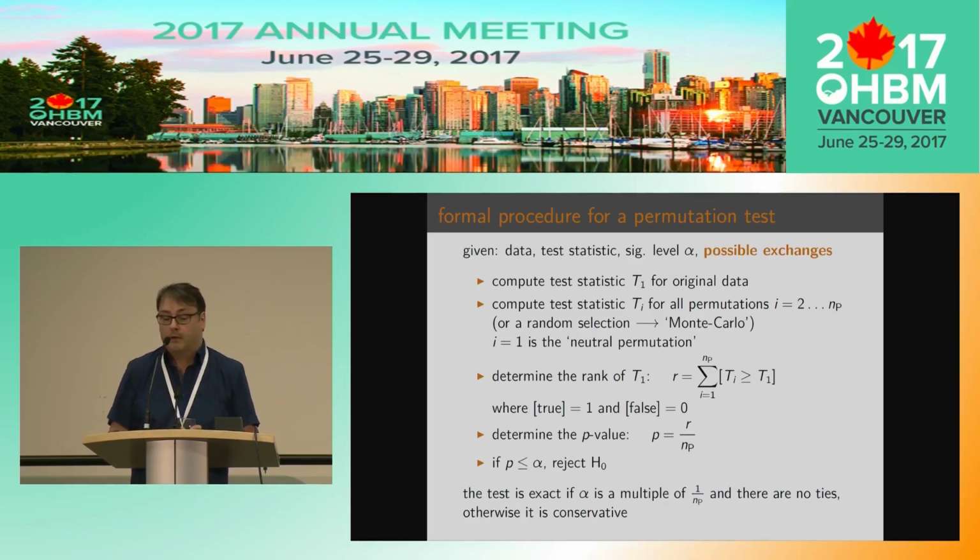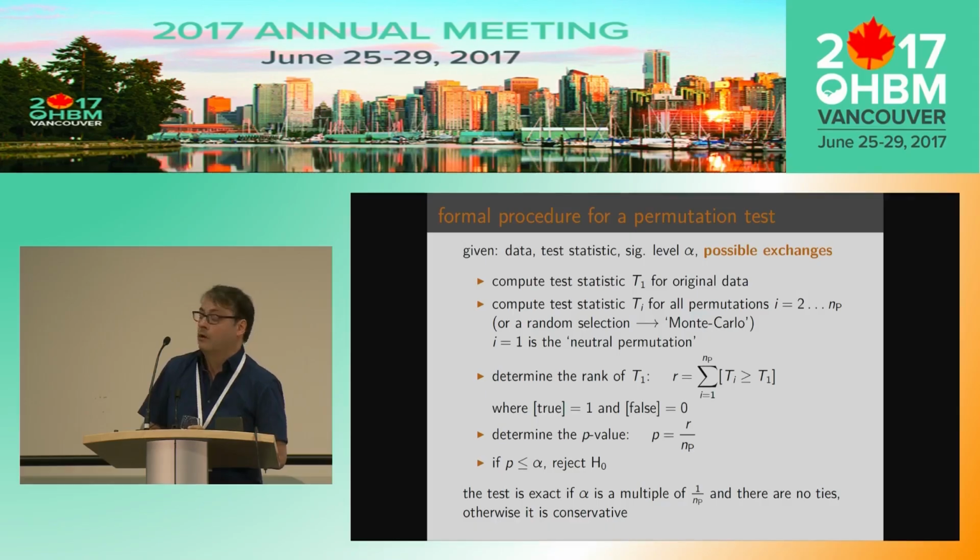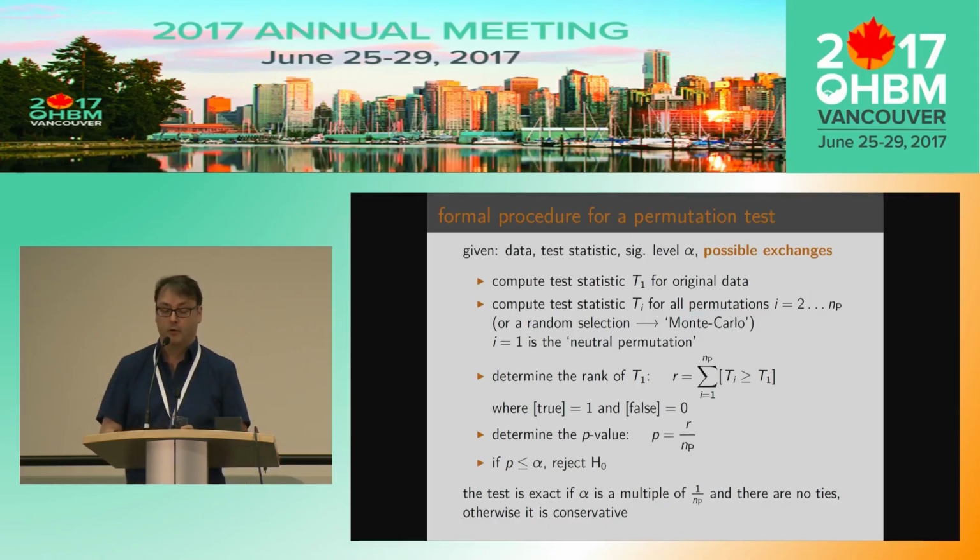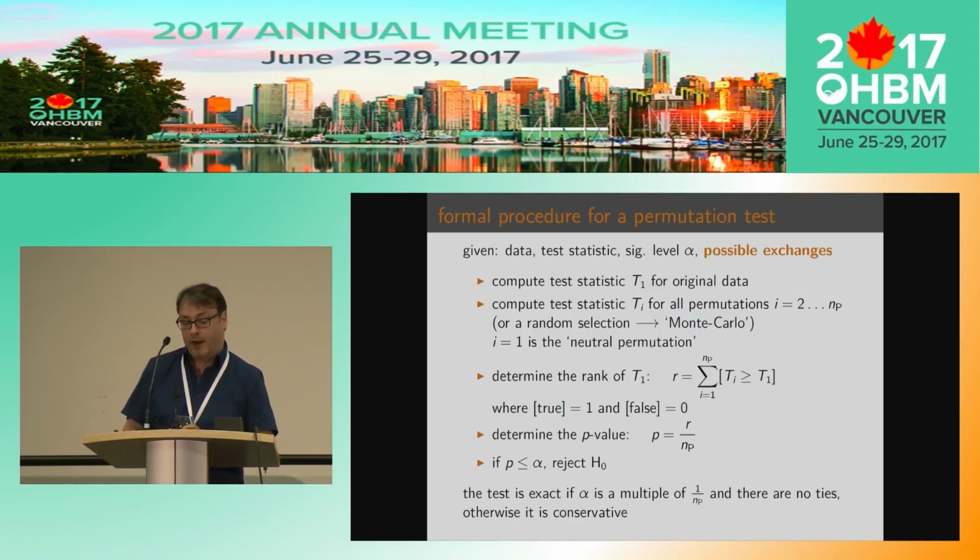You then determine the rank of the original value of the test statistic in the set. The easiest way to do this is via this formula. The rank R is the sum over i equals 1 to NP of [Ti larger than or equal to T1]. These brackets indicate that if the condition in the bracket is true, it has a value of 1. If the condition is wrong, it has a value of 0. Put differently, the rank is simply the number of permutation values which are as large as or larger than the original value of the test statistic.